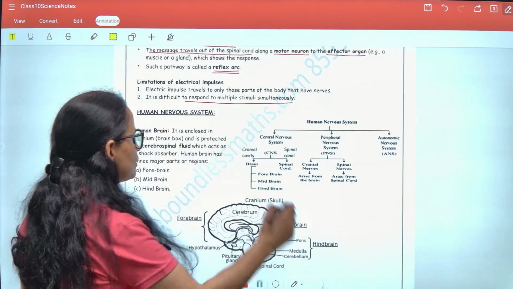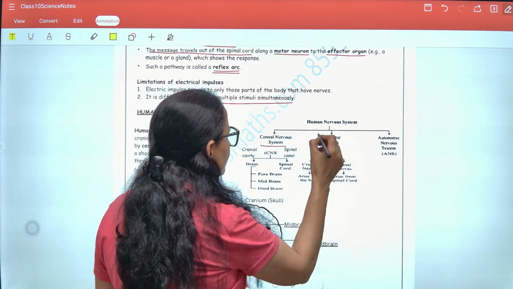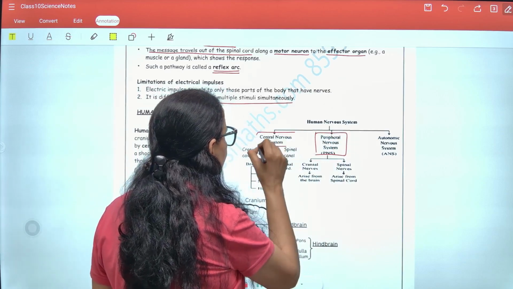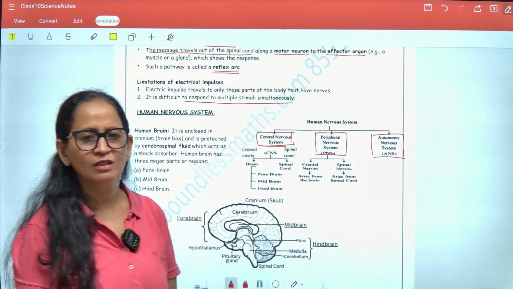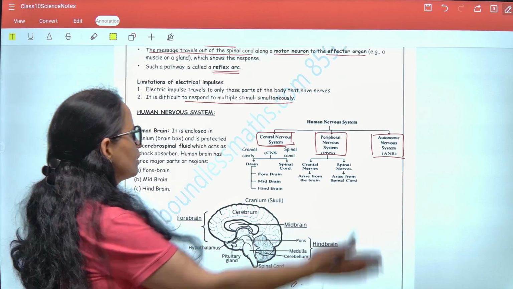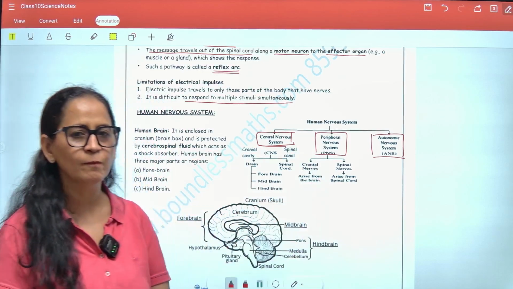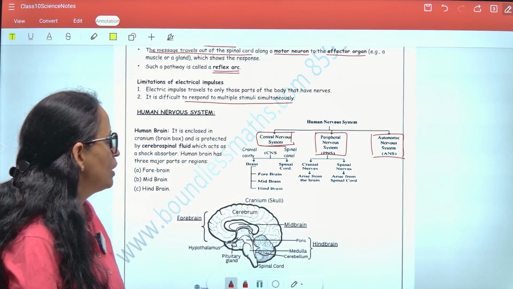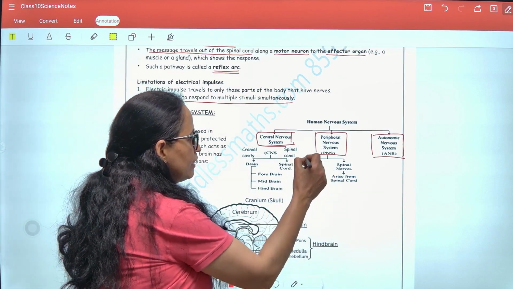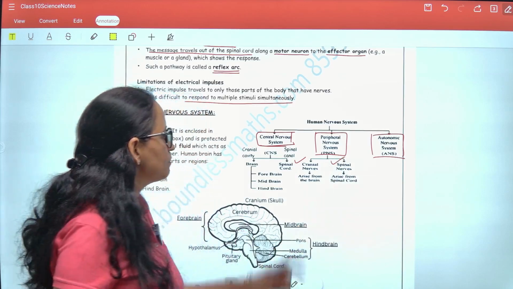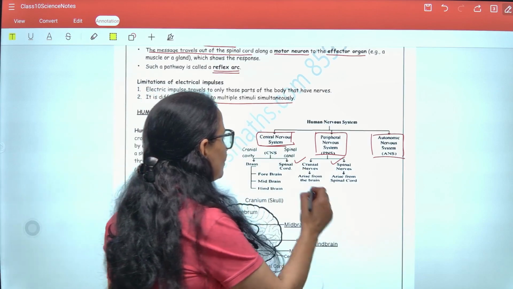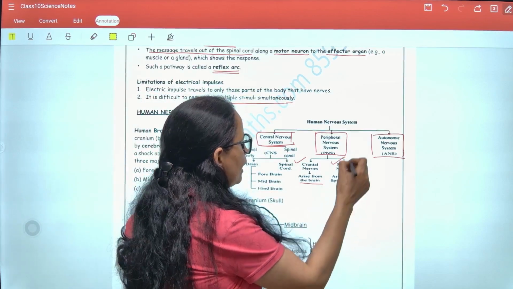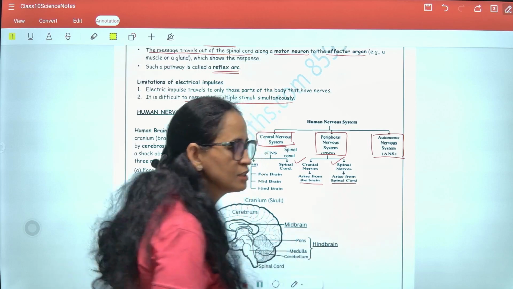Now what does the nervous system mainly consist of? The nervous system consists of the central nervous system, peripheral nervous system, and the third one is the autonomous nervous system. So the autonomous nervous system is not in our syllabus right now, so we will be focusing more on the central nervous system and the peripheral nervous system. So the peripheral nervous system consists of cranial nerves and spinal nerves. Please remember, the word cranial is related to brain, cranium. So these nerves arise from the brain, and spinal nerves arise from the spinal cord.